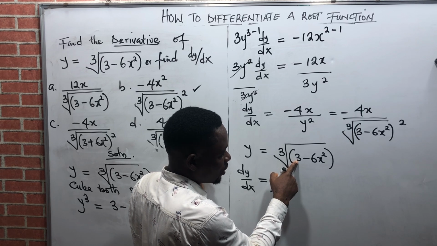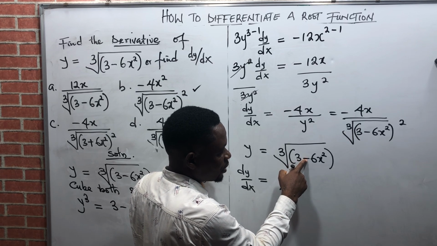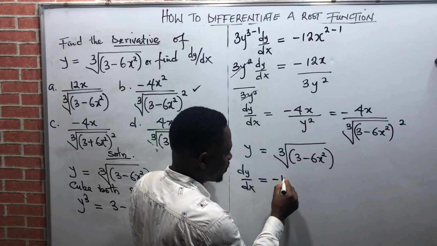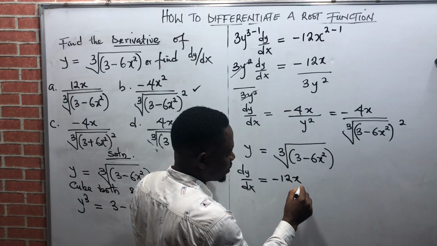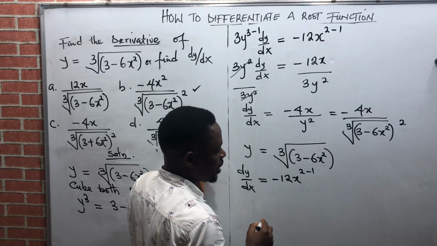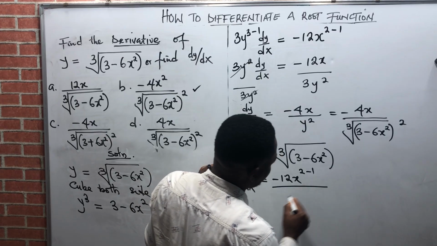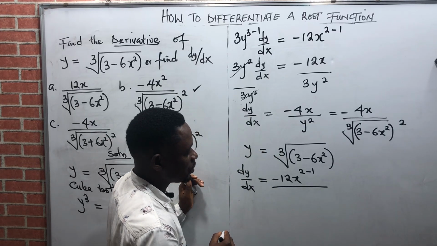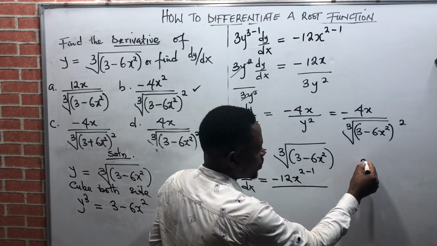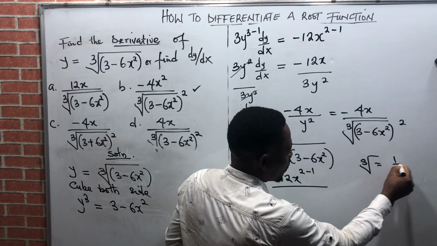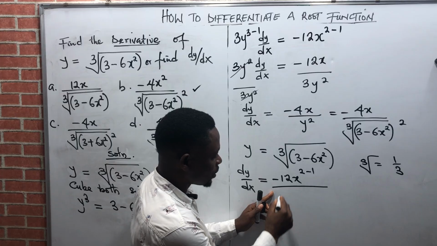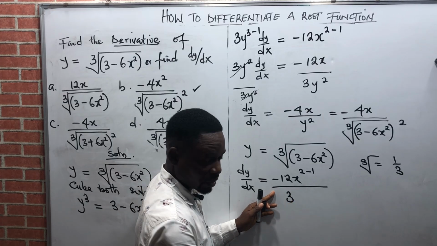Here the base is 3 minus 6x squared. If you differentiate 3, it will give you 0. Then differentiate minus 6x squared by saying 2 times minus 6 will give you minus 12x, then raised to power 2 minus 1. Are you with me now? Then after that, you introduce over. And you should know that by the law of indices, cube root simply means 1 over 3. So can you see that this 3 will appear at the denominator? I will write my 3.